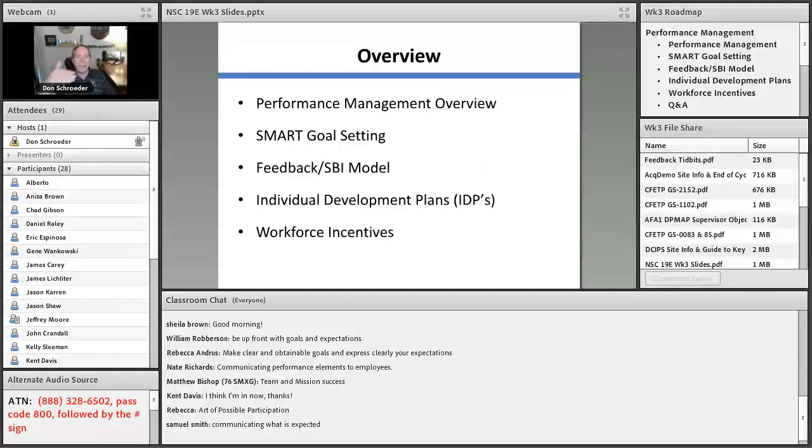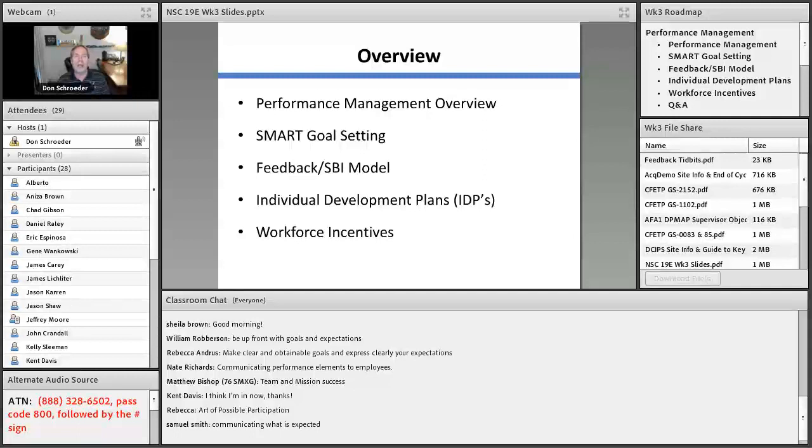So for ACDemo and DCIPS, I've got the site info and something that I found on each of the sites. Like I said, end of cycle notice on the ACDemo, and for the DCIPS, a little handout called Guide to Key Actions. Right, but all kinds of information out there in the ACDemo and the DCIPS websites. Fantastic information if you're in one of those programs. If you're in DPMAP, then I've got another couple handouts over there for you.